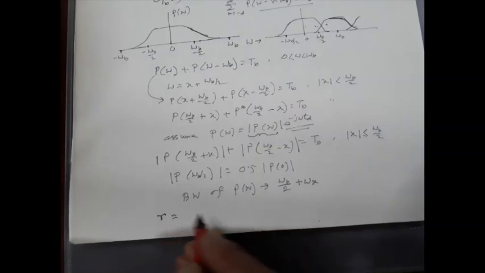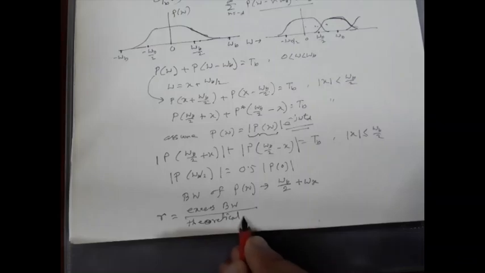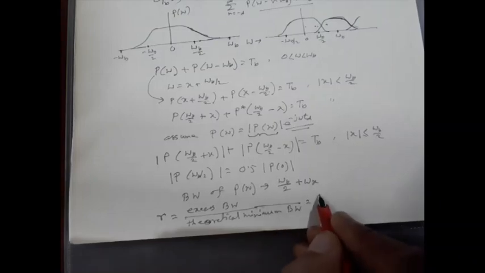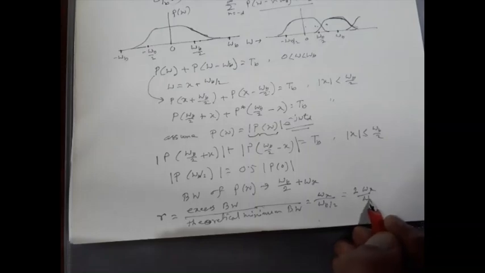Let us introduce a parameter called R, equal to excess bandwidth divided by theoretical minimum bandwidth. So excess bandwidth is omega x, theoretical minimum bandwidth is omega b by 2, that is, R equals twice omega x by omega b.